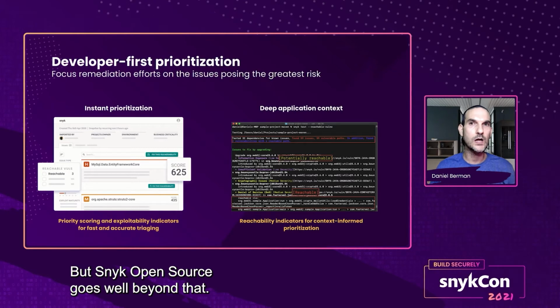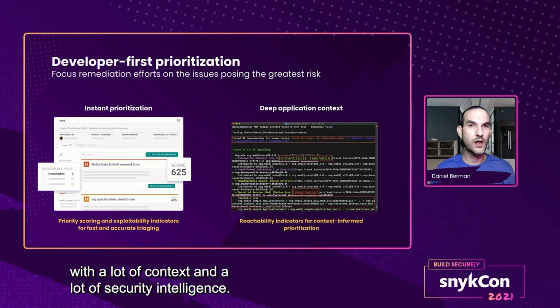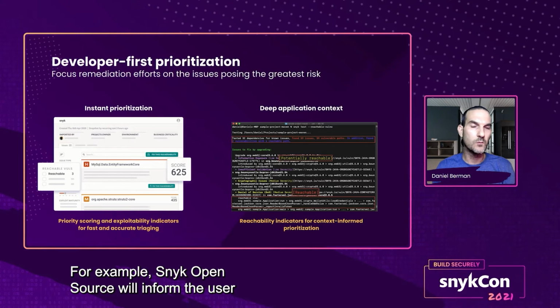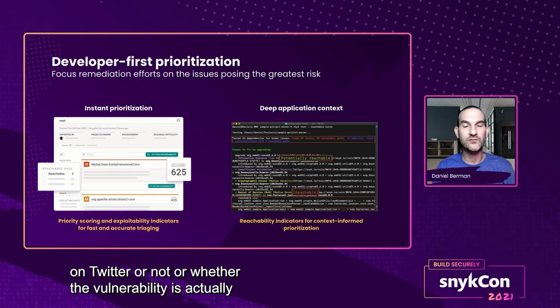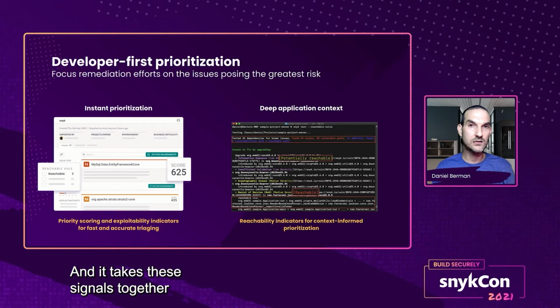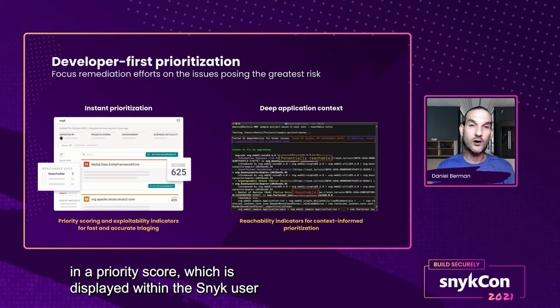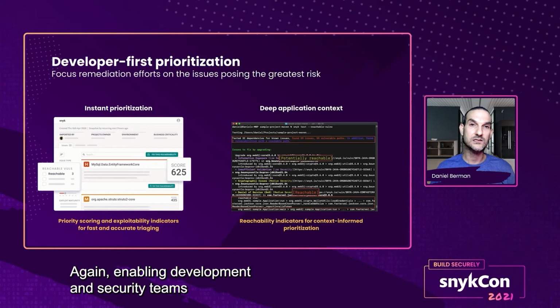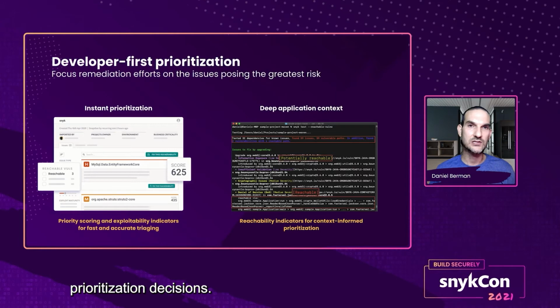But Snyk Open Source goes well beyond that, providing a wide suite of prioritization capabilities with a lot of context and a lot of security intelligence. For example, Snyk Open Source will inform the user whether a specific vulnerability is trending on Twitter or not, or whether the vulnerability is actually reachable as part of the application's workflow. And it takes these signals together with some additional signals and calculates a priority score, which is displayed within the Snyk user interface. Again, enabling development and security teams to sift through their backlog and reach more effective prioritization decisions.